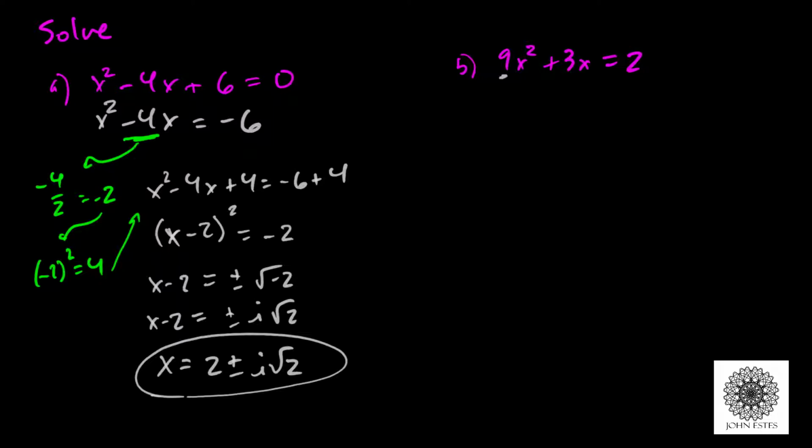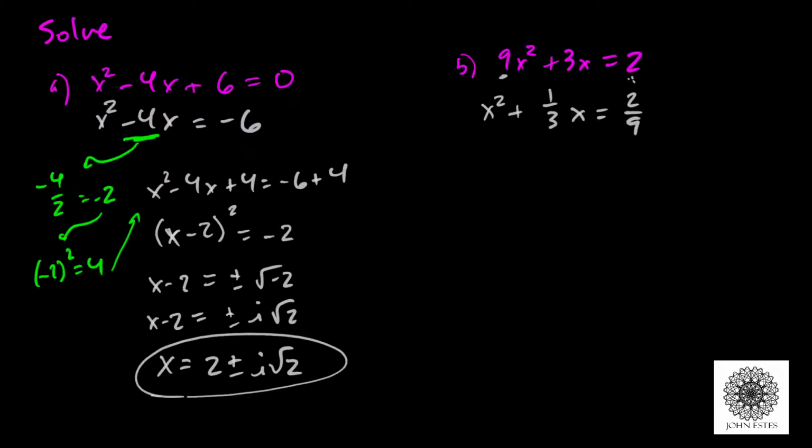Okay, now we're going to try this process again on part B with 9x squared plus 3x equals 2. So step 1, I already have my constant over on the right hand side, so that's good. Step 2 now, I need to divide everything by 9. So I'm going to end up with x squared plus 3/9, which ends up being 1/3 x equals 2/9.